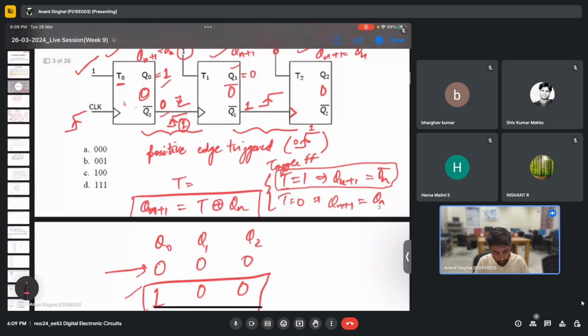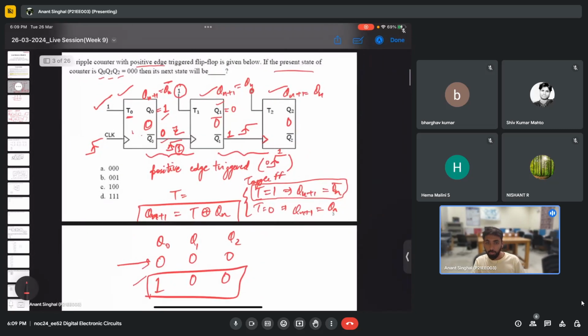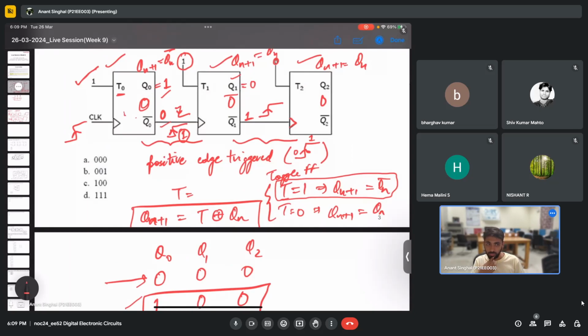So is there any doubt in this problem? Because it is quite conceptual. If you know the concept, it will be very easy, and if not, then I can repeat again if there is any problem. So you can tell me. Is it clear, everyone? Should I repeat? Okay, fine.